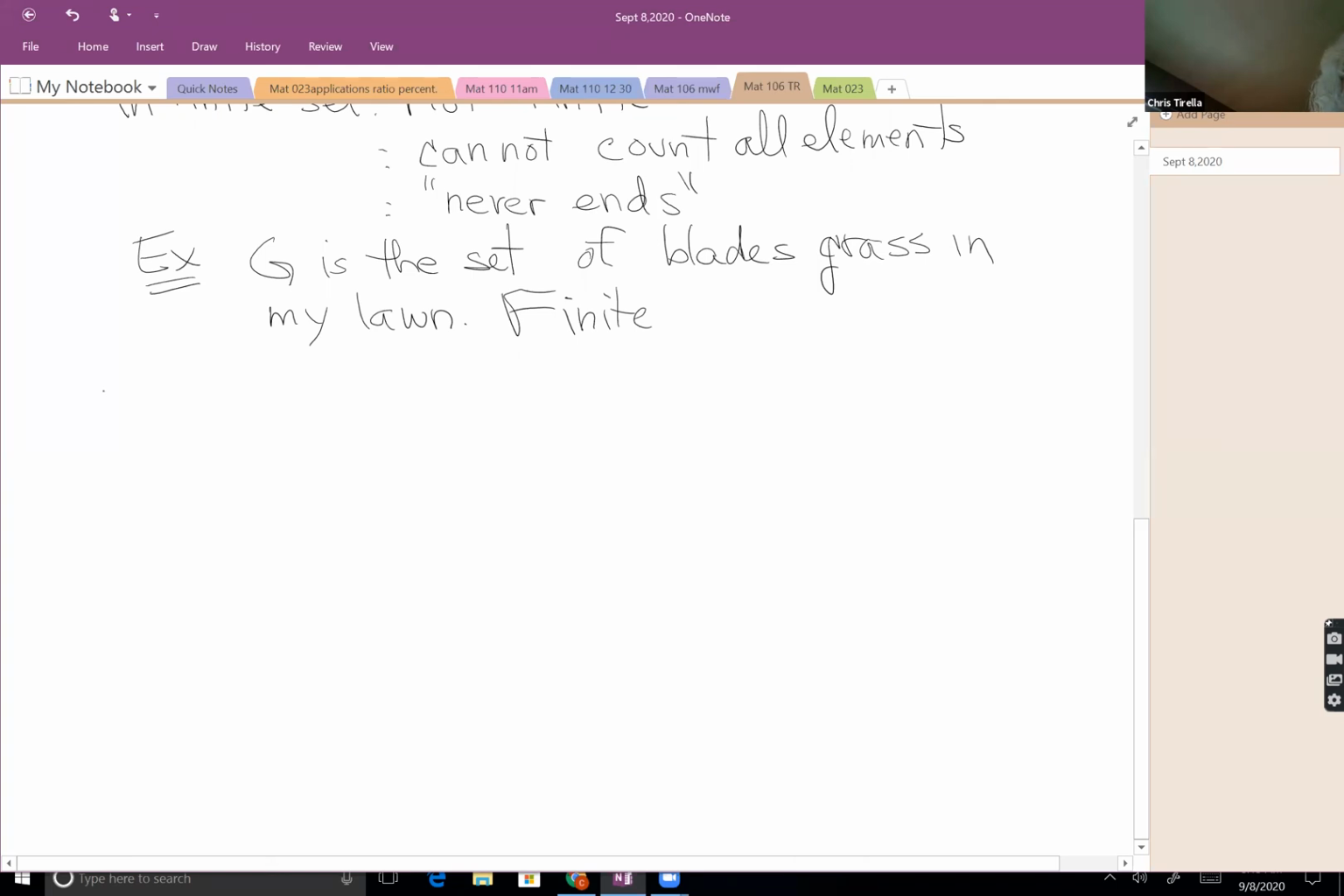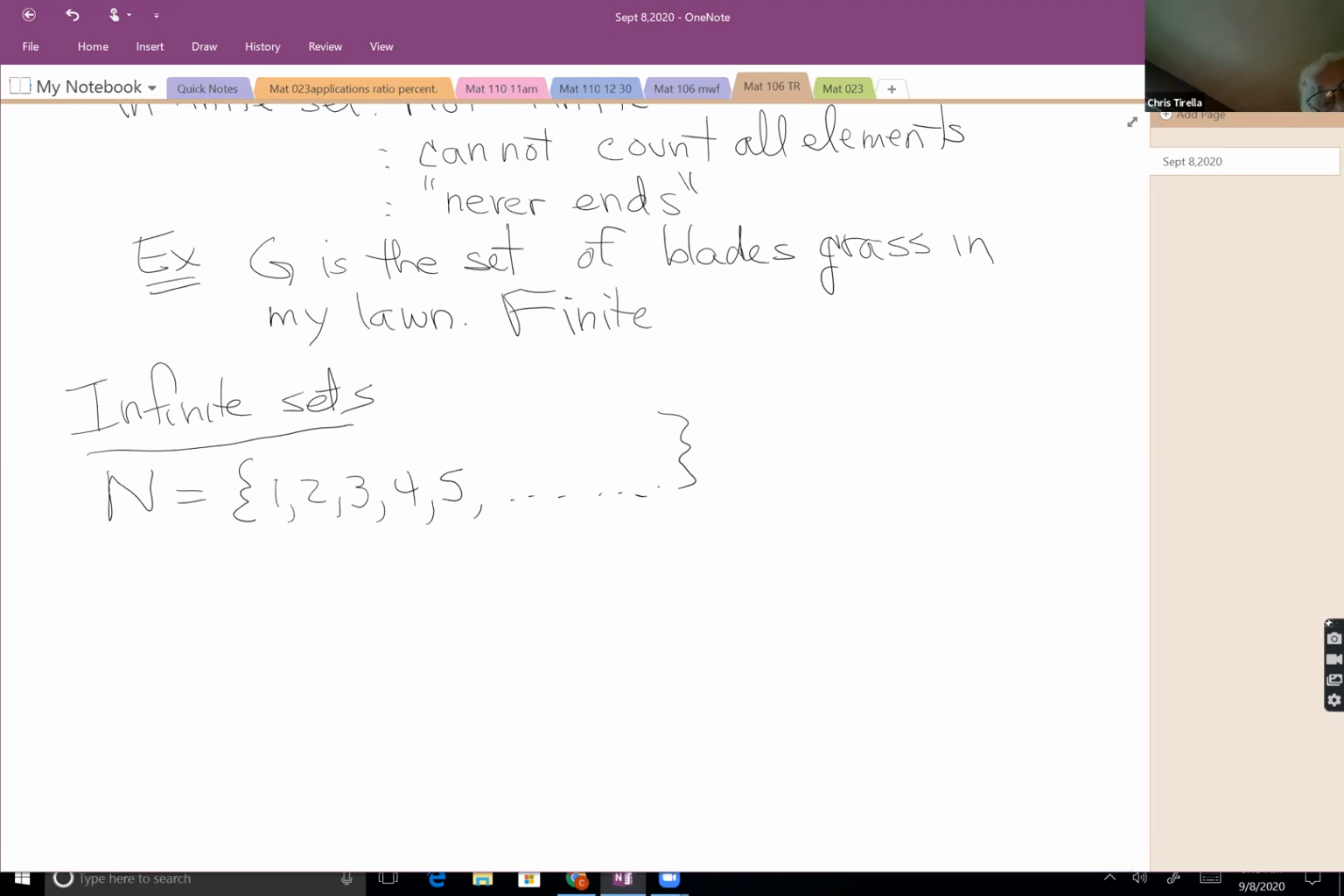I'd like to look at now two infinite sets. The first infinite set I'd like to look at is the set of natural numbers. Is everybody comfortable with the idea that the natural numbers would be infinite? I could continue counting them for the rest of my life. It would never end.